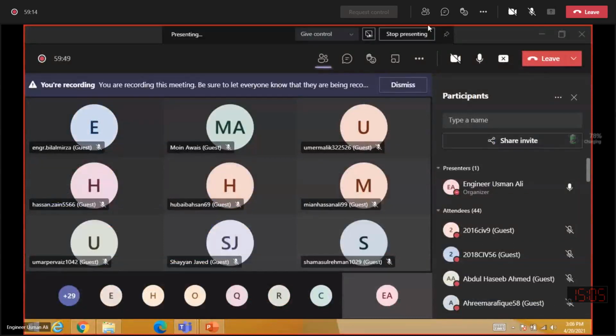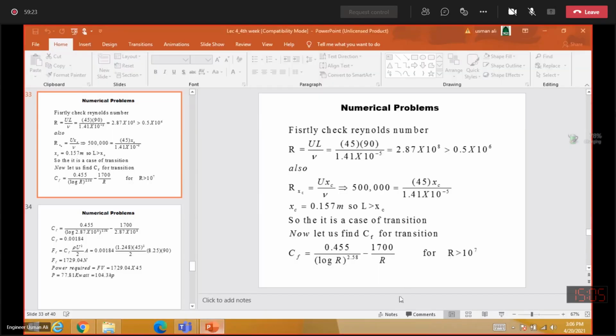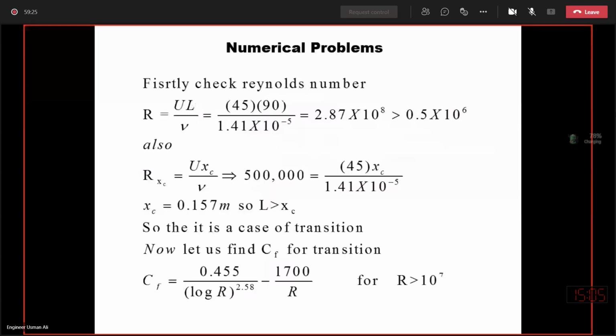So we were discussing the numericals relating to this topic. So in the numerical that we were discussing, I mentioned that type of boundary layer is not mentioned. So we can check by Reynolds number. If Reynolds number is greater than 500,000, so it is the case of transition boundary layer. Another check you can make just to confirm is that length of the plate should be greater than xc. So that confirms that it is a transition boundary layer.